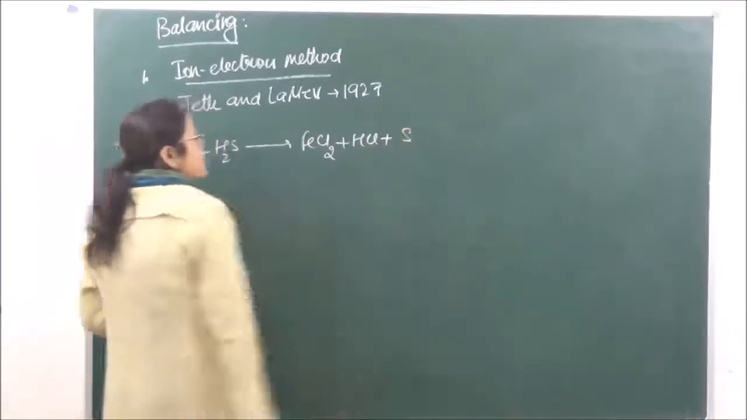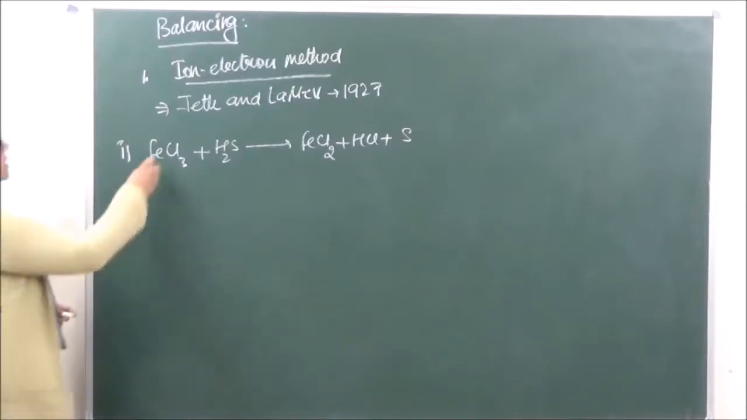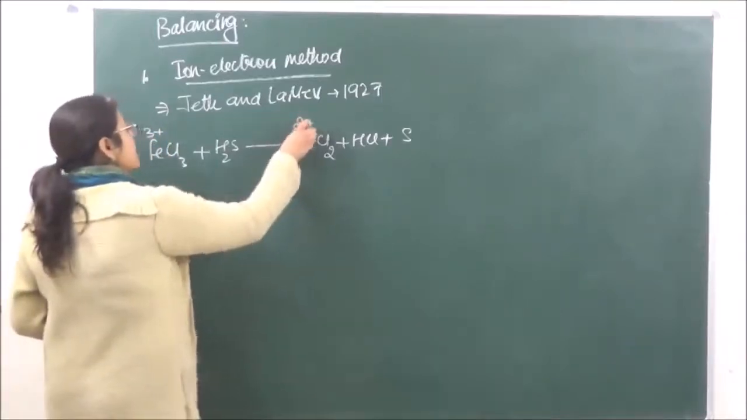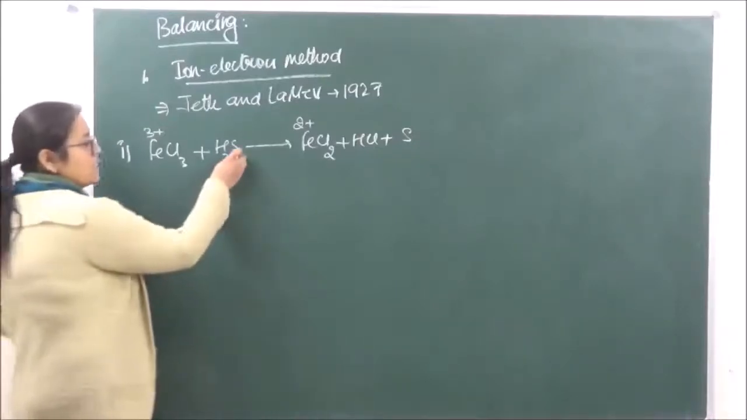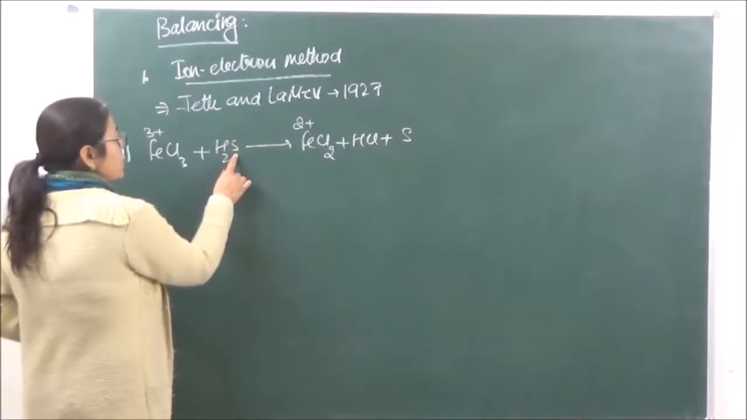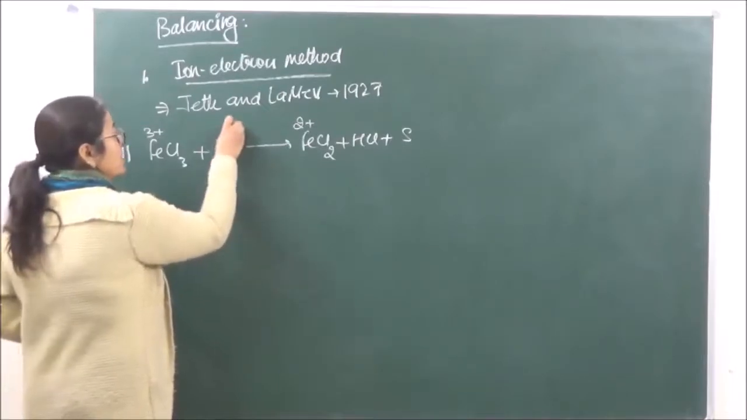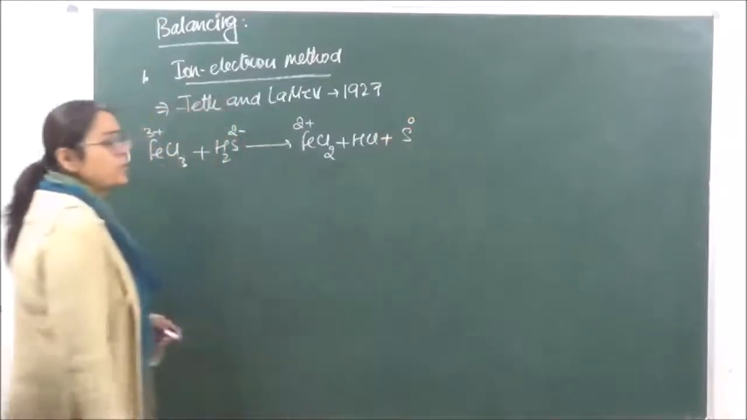Now over here the first step is to write the ionic equations. When we are writing the ionic equations, the oxidation state of iron on this side is 3 positive and on that side it is going to be 2 positive, okay? Then you calculate the oxidation state of sulfur. The oxidation state of sulfur over here is going to be 2 negative, and the oxidation state of sulfur on the other side is going to be 0.